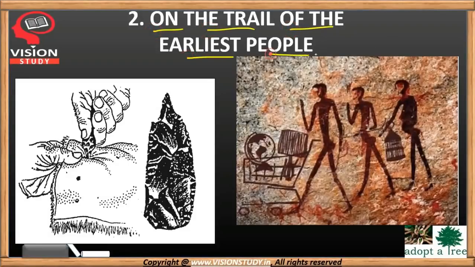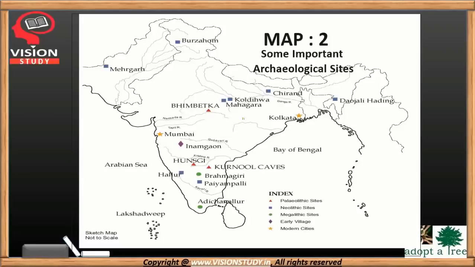In this chapter we will look at how people lived, how they were hunters and gatherers, what tools they used, where those places are, and where they spent their time: the habitation-cum-factory sites and the important sites of the Paleolithic, Neolithic and Megalithic periods. This map is very important from the exam's perspective, along with a few important sites and paintings. Alright, going forward to the third chapter.